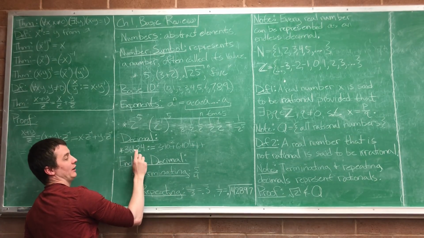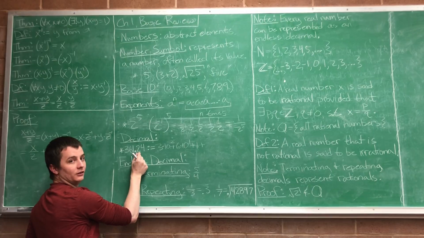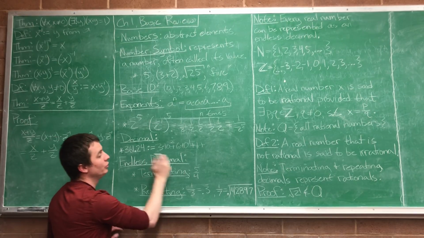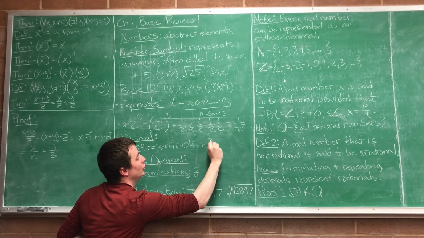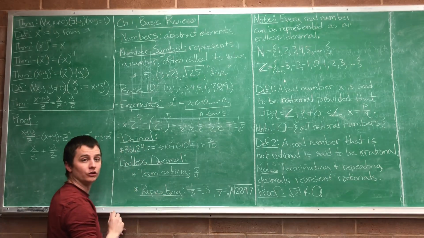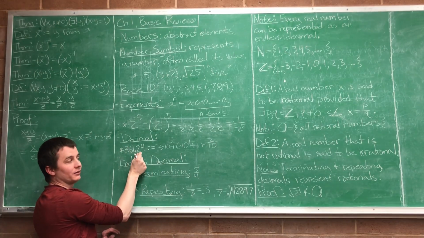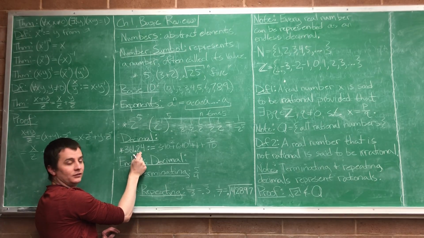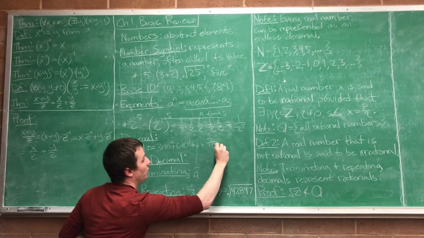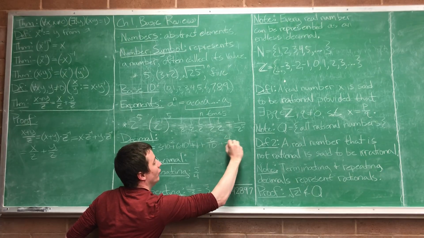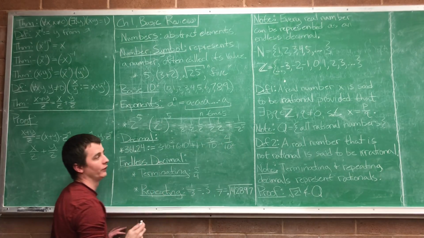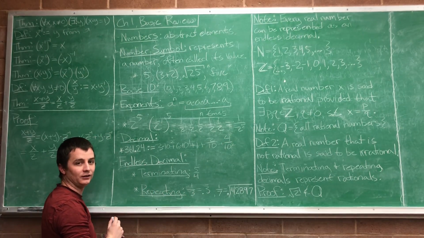Plus, how am I going to represent this one? 10 to the -1. 2 times 10 to the -1, or 2 over 10. 2 times 10 to the -1, same thing. And so we call that the tenths place. So this number has 2 tenths. Plus, and then we do 4 over 10 squared, or 4 times 10 to the -2, same thing.